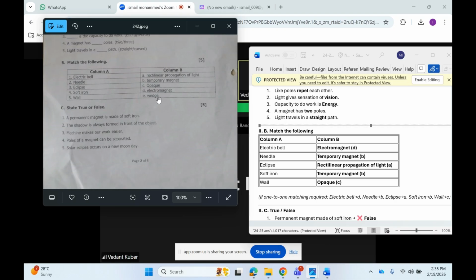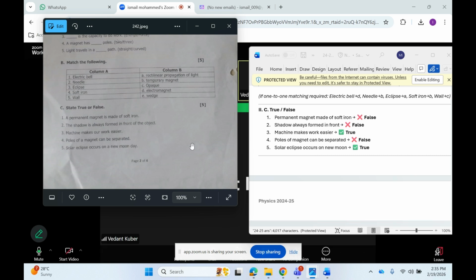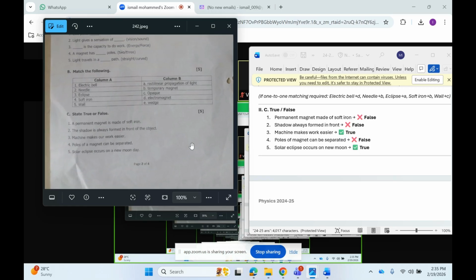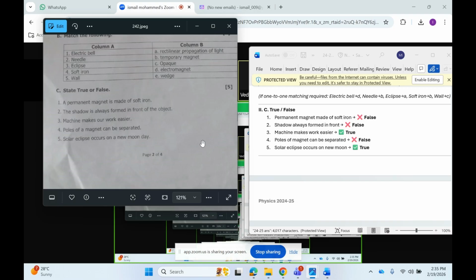Electric bell works on an electromagnet. Needle is a temporary magnet. Eclipse is formed by rectilinear propagation of light. Soft iron is again a temporary magnet, and a wall is opaque, right? A permanent magnet is made up of soft iron. True or false? False.